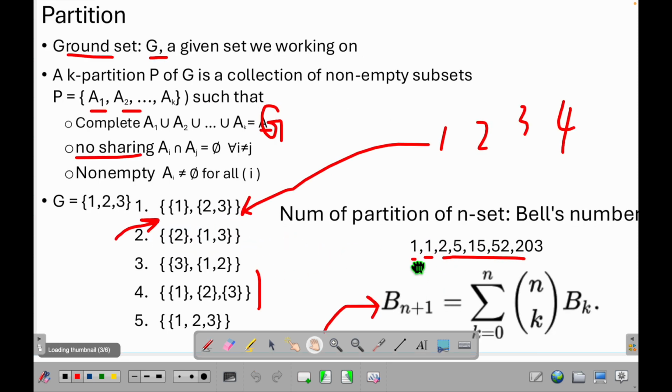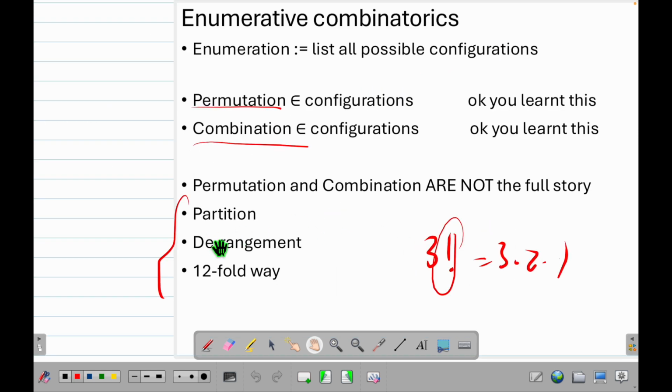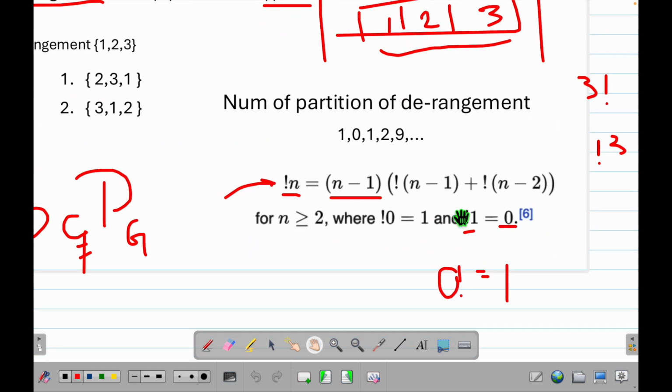You don't need to know how to derive this formula. You know this formula well enough. Of course, it's better if you know why this formula exists. How do you prove this formula? Mathematical induction, okay? And then the arrangement, same. You have this funny factorial thing. This is not factorial, this is the opposite.